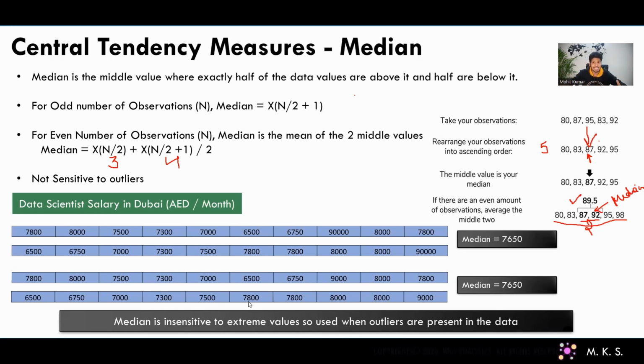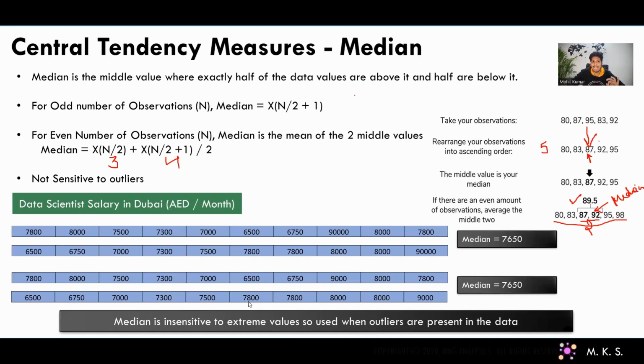When you have no outliers present in the data, then use mean. So I hope you understood the concept. Where you have outliers present in the data, you have to use median. And if the outliers are not present, then you can use any one of them, mean or median, right? So this is pretty useful, guys.